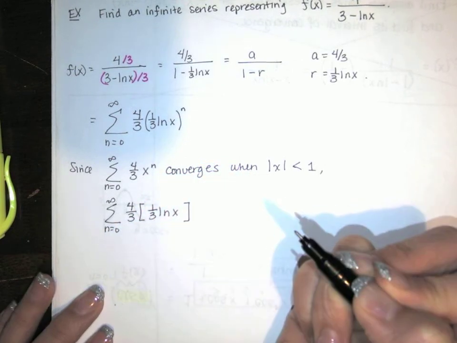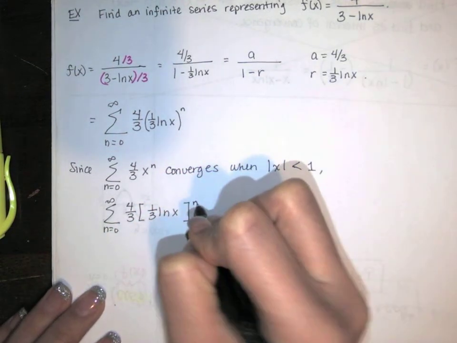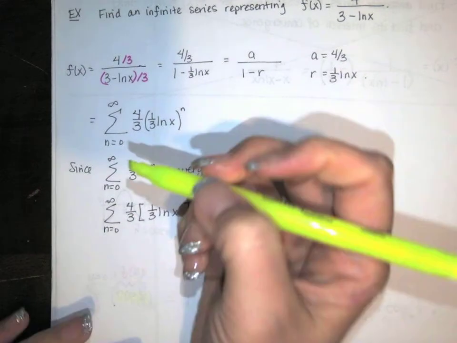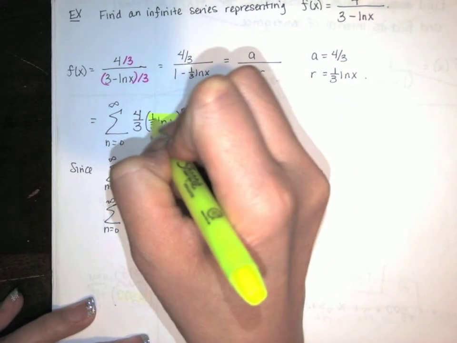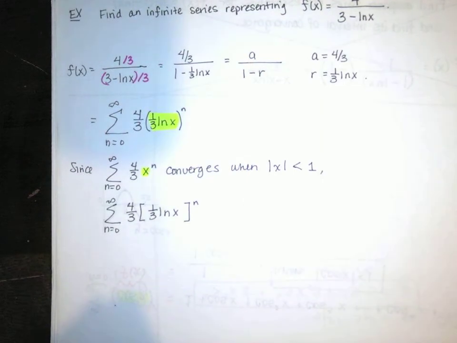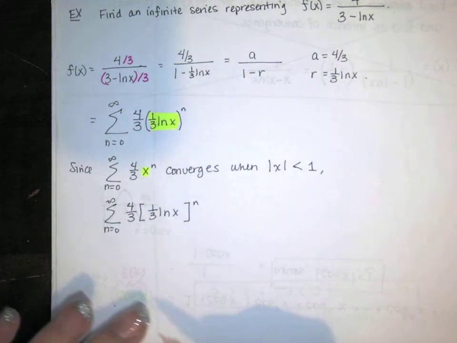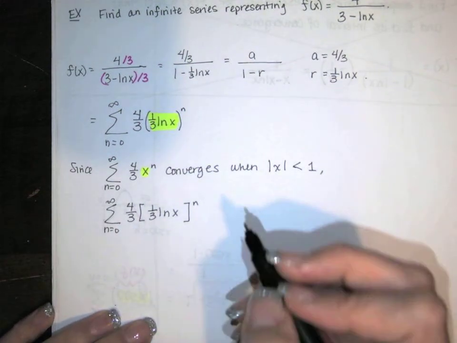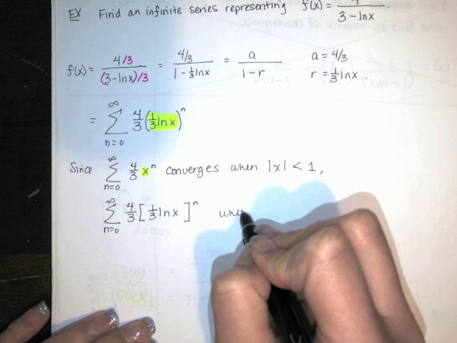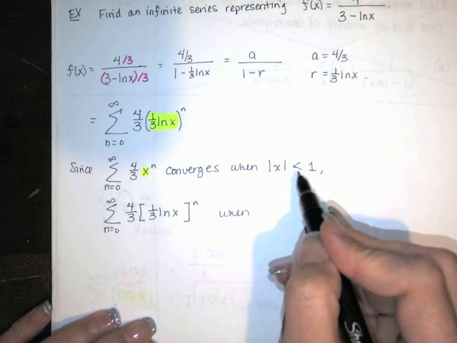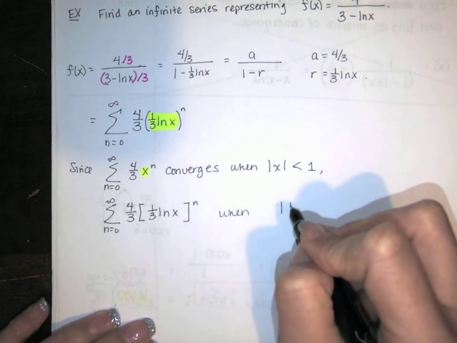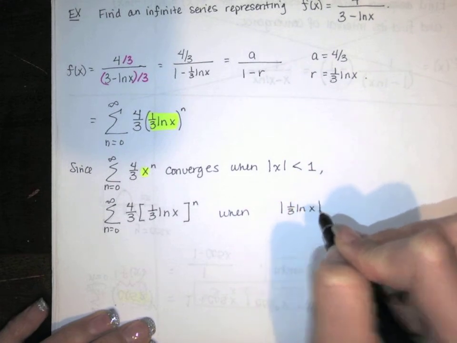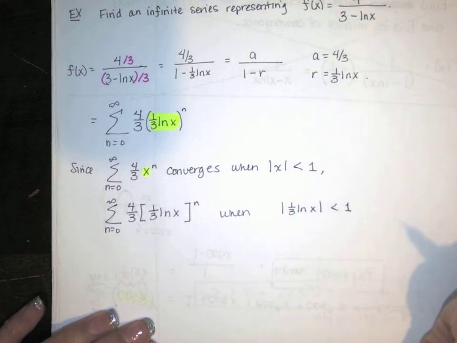But there are different conditions on this. See, I'm replacing that x with this. That fact I mentioned earlier says that this converges under this condition. Since this one converges when the absolute value of x is less than 1, this one will converge when the absolute value of 1/3 natural log of x is less than 1.